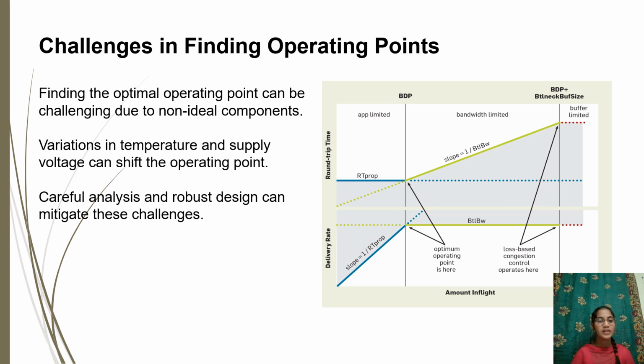Challenges in finding operating points. Finding the optimal operating point can be challenging due to non-ideal components. Variations in temperature and supply voltage can shift the operating point, moving it to saturation region or to cutoff region. Careful analysis and robust design can mitigate these challenges.